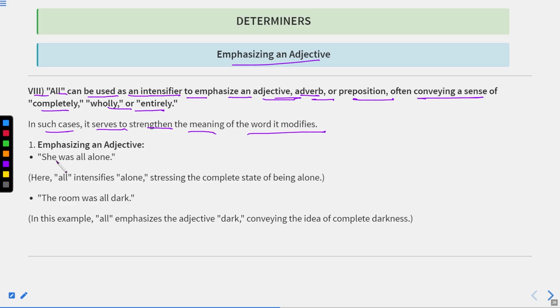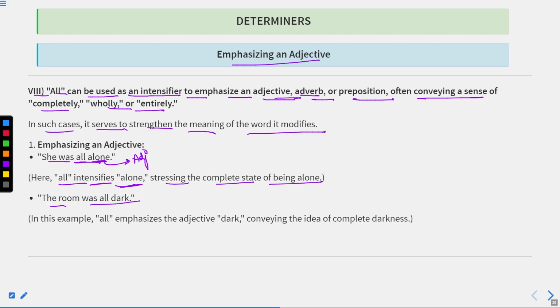Emphasizing an adjective. For example, she was all done. She was all alone. Here alone is an adjective, and we have used the word all with it. All alone means entirely alone. So all intensifies the word alone, stressing the complete state of being alone. She was all alone means entirely, absolutely alone.